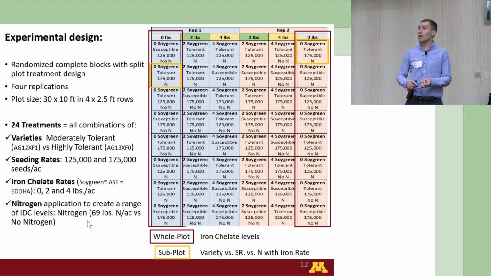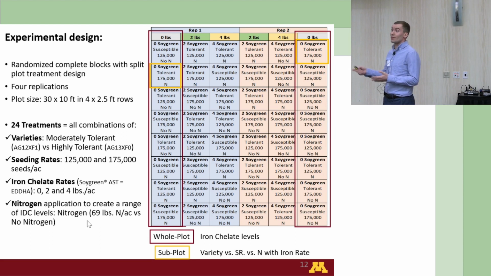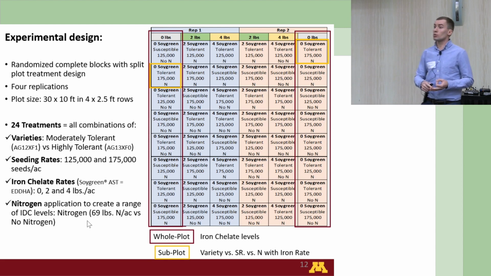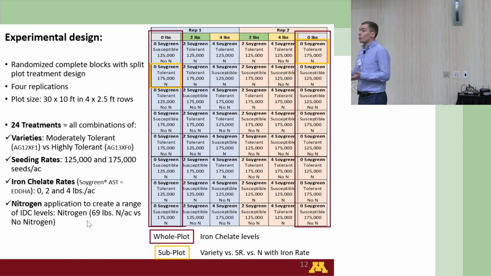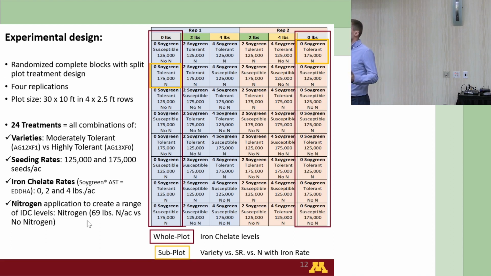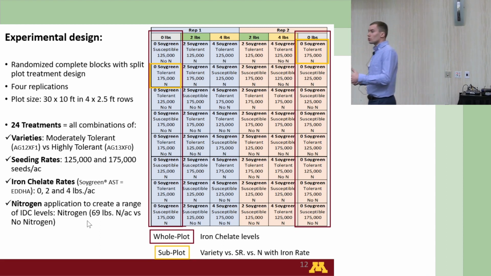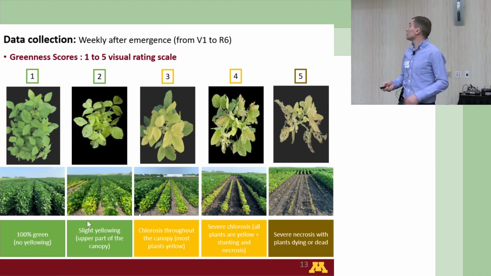So we tested 2 varieties, a moderately tolerant and a highly tolerant variety, 2 seeding rates, 125 and 175,000 seeds per acre, 3 iron chelate rates, 0, 2, and 4 pounds of Soygreen AST, which is a commercial form of iron EDDHA per acre, and 2 levels of IDC intensity by supplemental nitrogen. In this case, in 50% of the plots, we applied 69 pounds of nitrogen per acre, and in the other 50%, we did not apply nitrogen. So nitrogen application is an efficient protocol developed to increase IDC intensity within environments, and it has been previously used by the NAVE lab in other IDC studies.